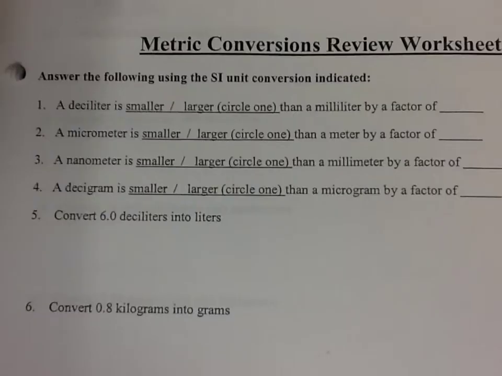All right, real quickly, in your packets, you're going to have a Metric Conversions Review Worksheet. And I'm going to take you through a few of these just to talk it out before I set you free. Or actually, if you're reviewing this, I may have already set you free. A deciliter is blank, then a milliliter by a factor of what? So basically what you have to do is look at the chart, right? King Henry died basically drinking chocolate milk. So a deciliter is further up the chart than milliliter. Therefore, it is larger. So go ahead, circle larger.